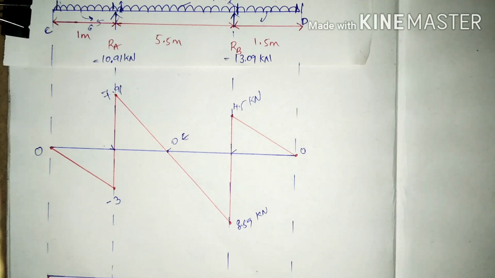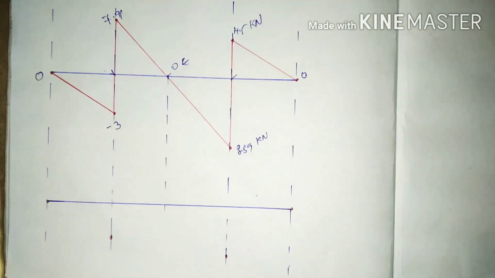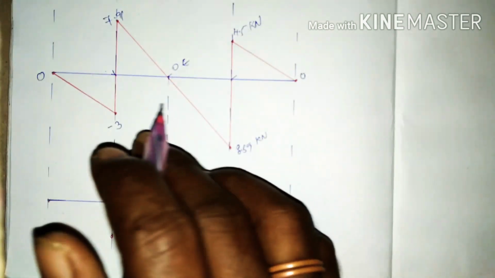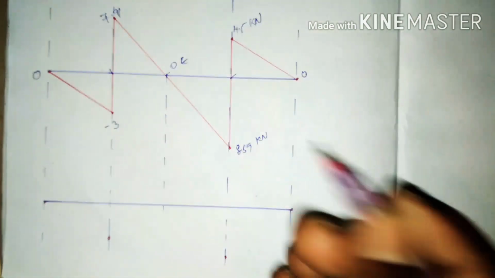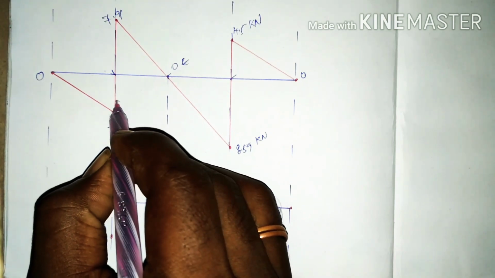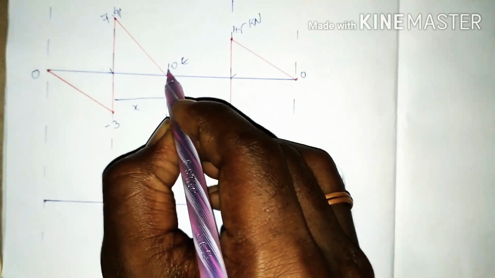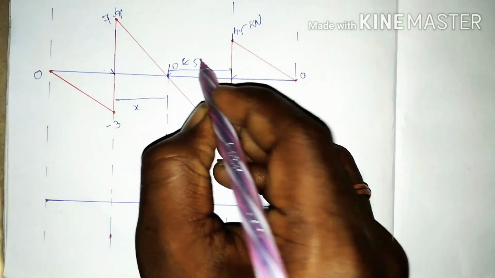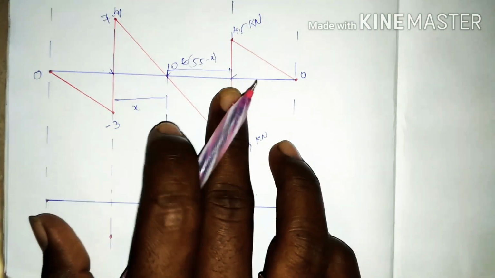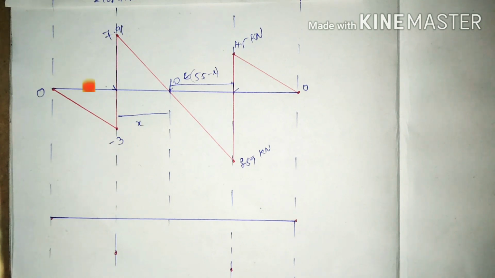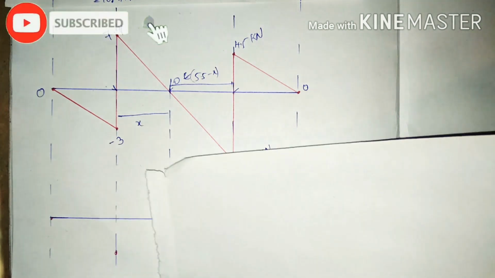At that point, the bending moment is going to be maximum. Let's see where it will be, and the value of the bending moment. Here at the point E, we don't know the exact distance, so I am going to take the distance from A as x, and the remaining distance from E to B will be 5.5 minus x. This is x, this is 5.5 minus x, and according to the similar triangles, I am going to find the value of x like this.